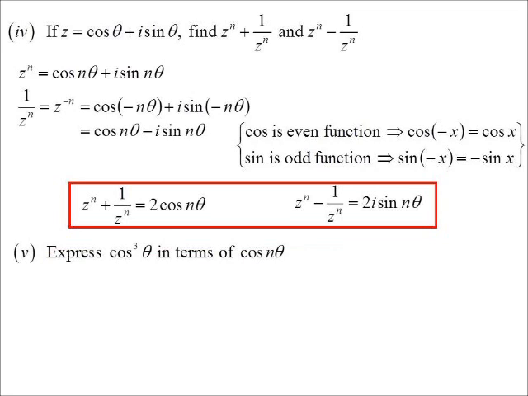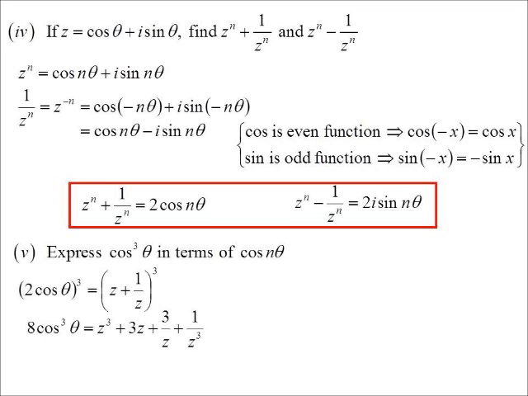So we can use this idea for, well, several types of questions. Here's an example of one. I'm now going to write an expression for cos cubed in terms of cos and multiples of theta. Okay, I want cos cubed. So I'm going to write 2 cos theta all cubed. But on the right hand side, remember, 2 cos theta will be the same as z plus 1 on z.